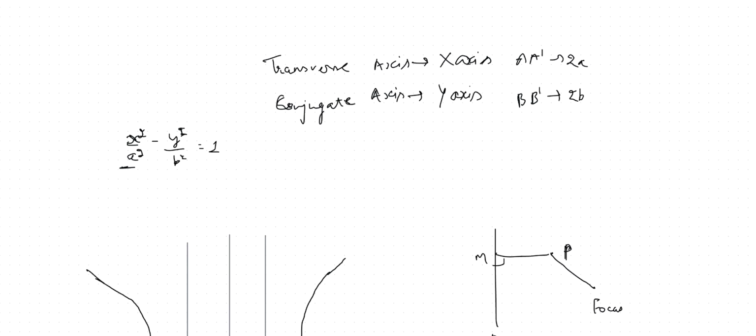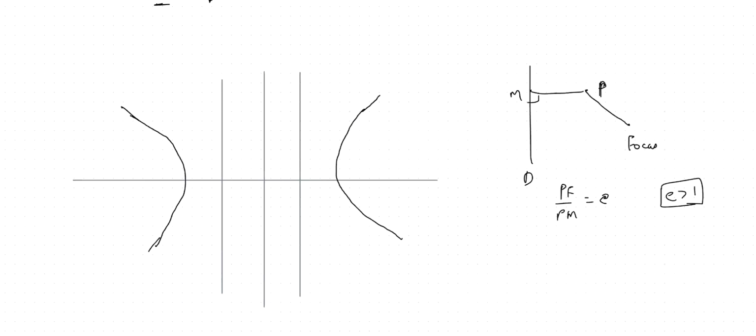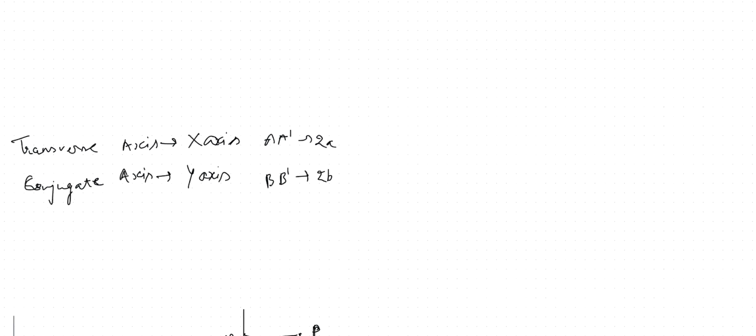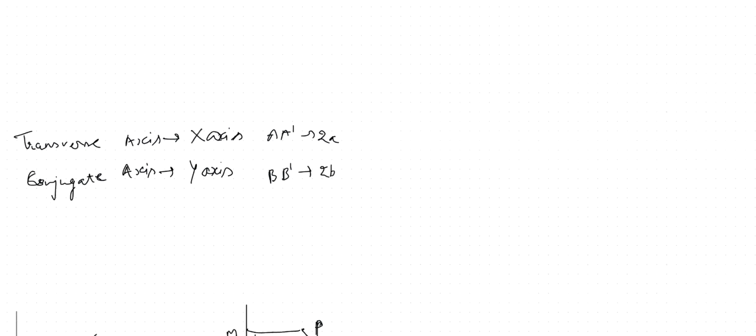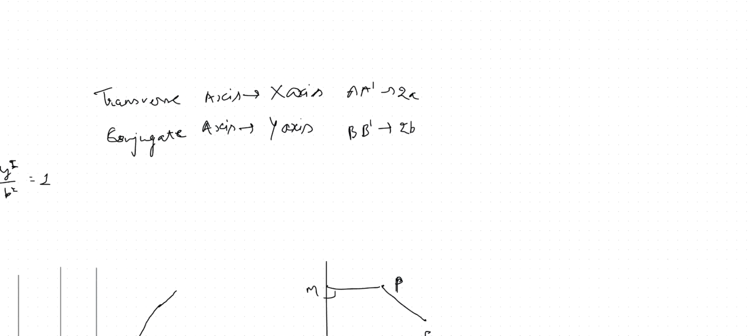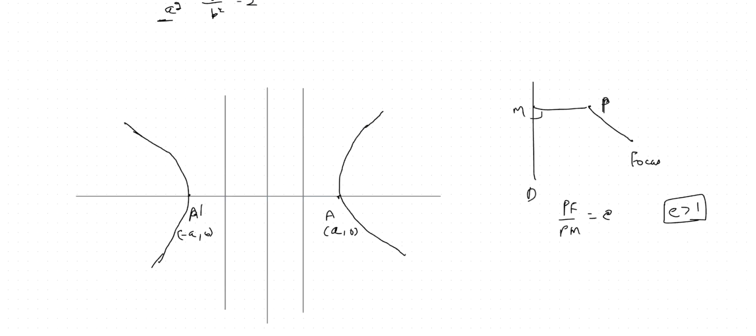So here, this point is A, having coordinates a comma 0. This point is A dash, having coordinates minus a comma 0. The length of transverse axis is 2a, and the length of conjugate axis is 2b. Okay, this is your y-axis, this is your x-axis.